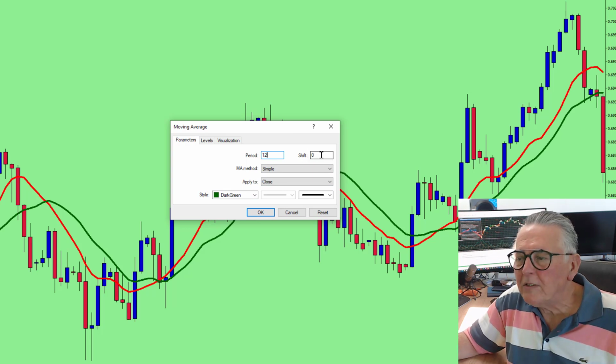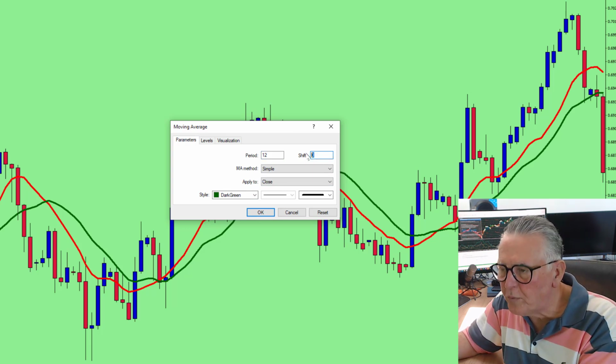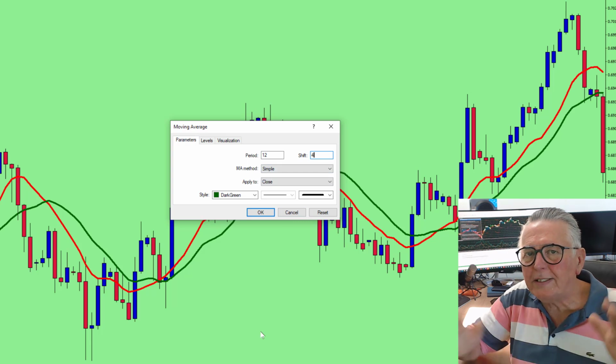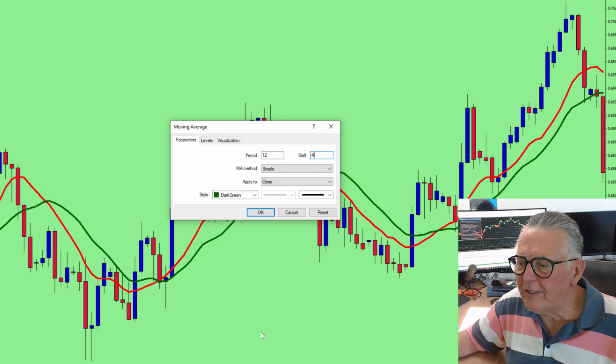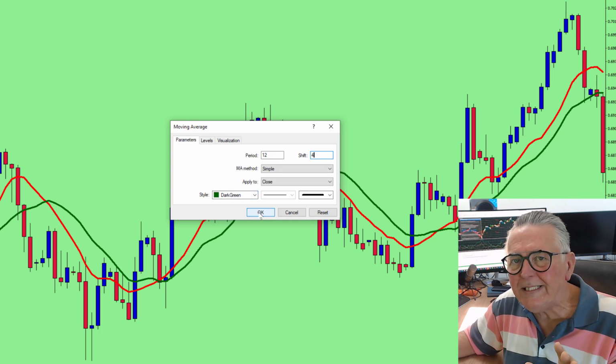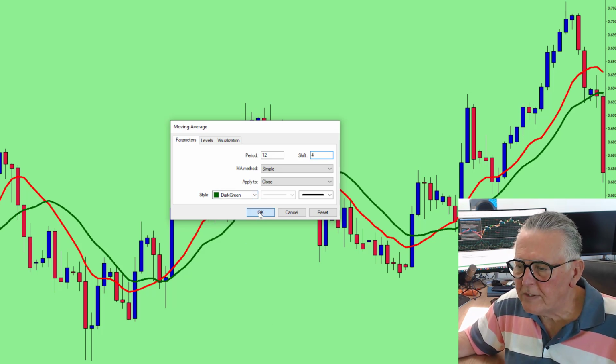There's the shift. So what I'm going to do is I'm going to just shift this one by 4 spaces. So what it does, it takes the moving average and just shifts it 4 spaces, and you will see how that works. So it's identical moving average, just shifted. So let's have a look.